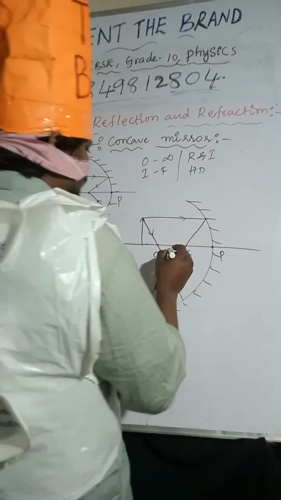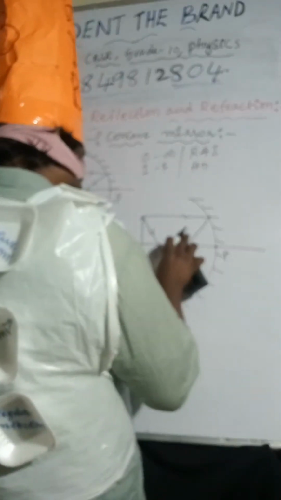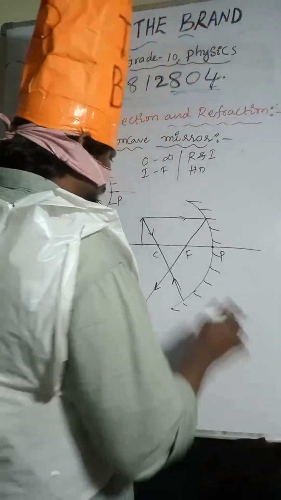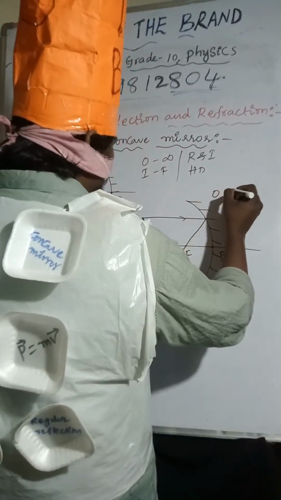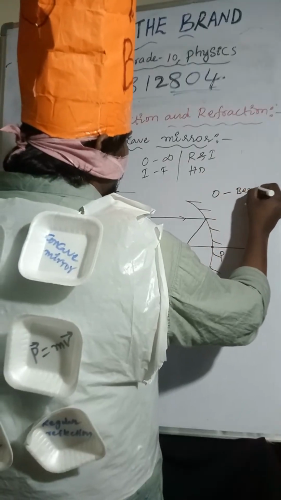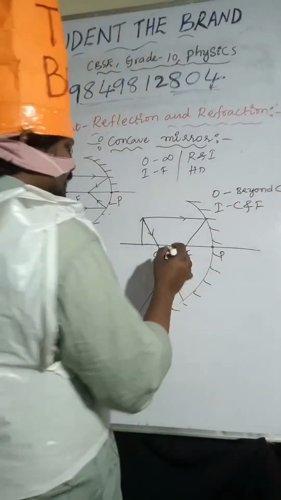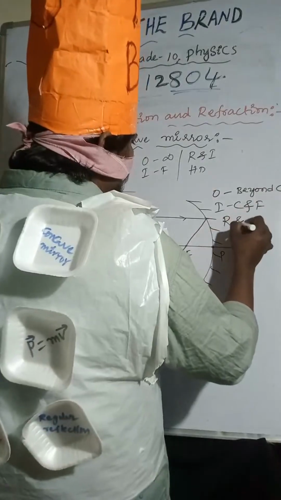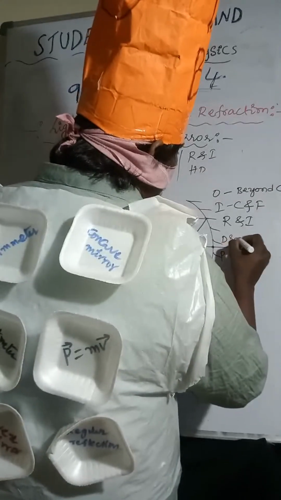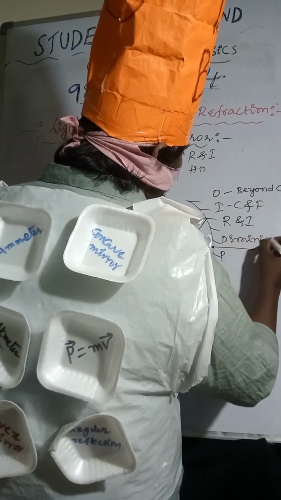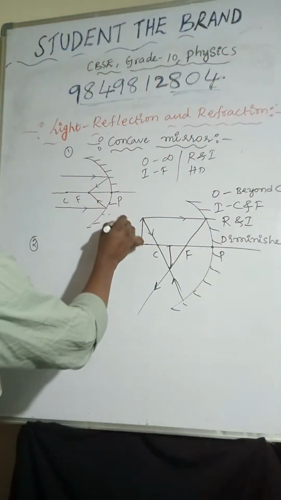So the image will form between C and F. So here the image will form. Object is placed beyond C. Image is forming between C and F. Nature of the image is real and inverted, and size of the image is diminished. So that is the second one.